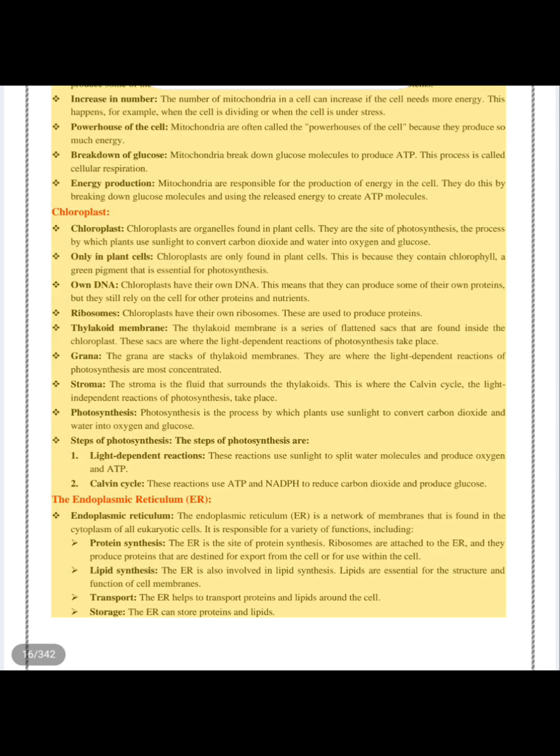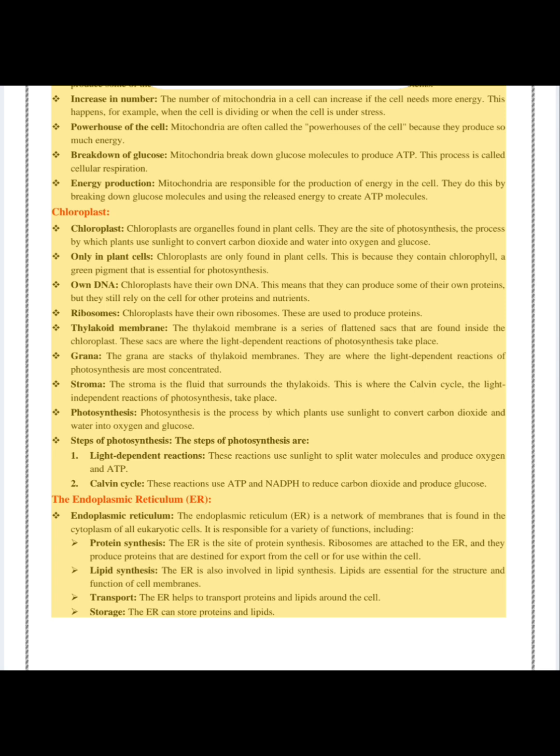Semi-autonomous organelle. Mitochondria have their own DNA and ribosomes. This means that they can produce some of their own proteins, but they still need to rely on the cell for other proteins. Increase in number. The number of mitochondria in a cell can increase if the cell needs more energy. This happens, for example, when the cell is dividing or when the cell is under stress.